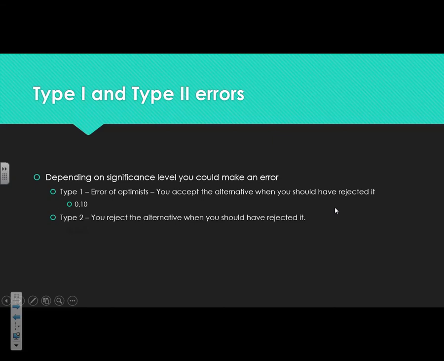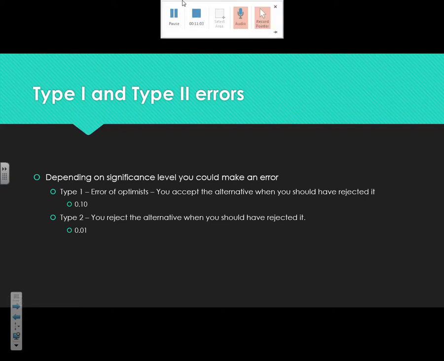And then type 2, this is where you reject the alternative when you should have accepted it. So this is where you say, no, I've definitely not found anything, when actually you could, and that's when you have a really stringent level like 0.01, which is something that we would use for drugs because we don't want to make any mistakes. So yes, this drug is absolutely fine when that's not the case. Right, that's everything to do with inferential testing. I hope you realise it's not quite as scary because we've done it in just over 10 minutes.